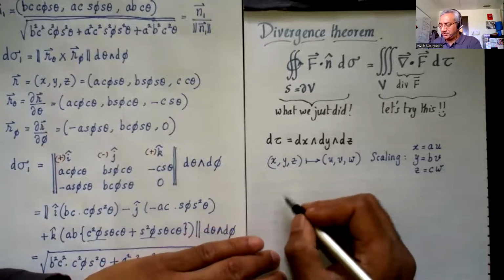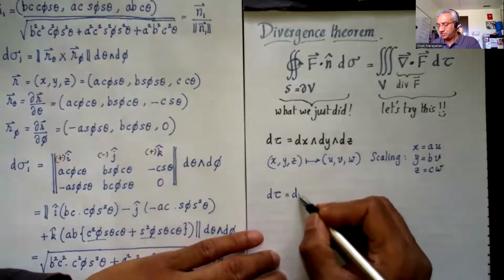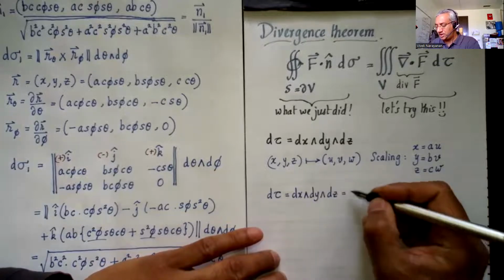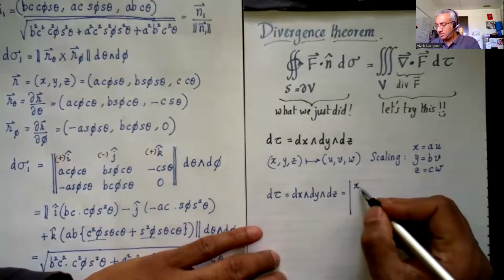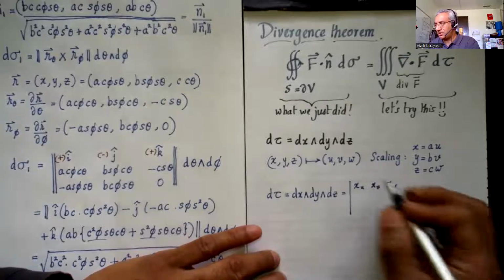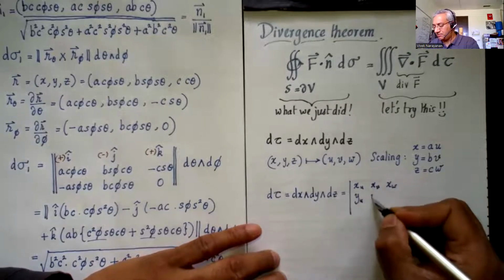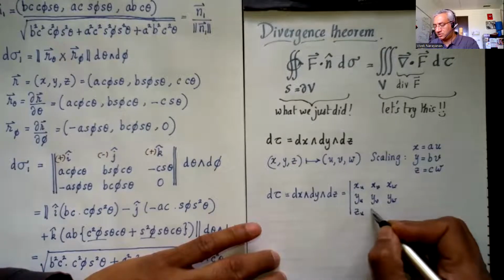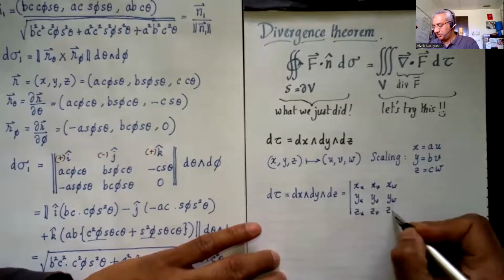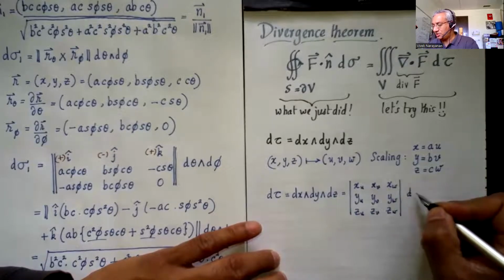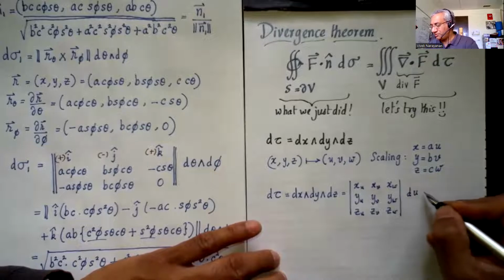With the scaling transformation, we can work out the volume element, which is dx wedge dy wedge dz. The new coordinate system is just given by the Jacobian xu, xv, xw, yu, yv, yw, zu, zv, zw, the Jacobian determinant times the volume element in the new coordinates, which is simply that of a sphere.